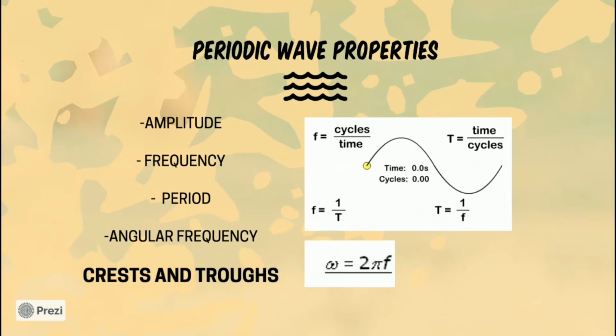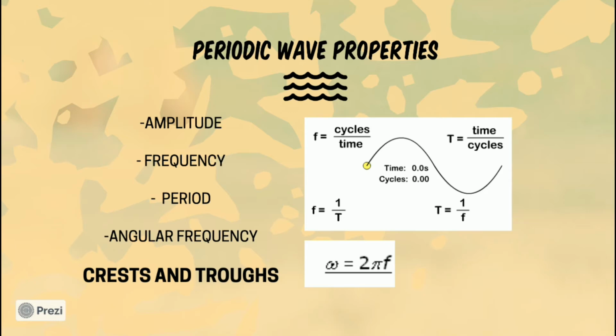Next, when a wave undergoes a periodic motion, it will have periodic wave properties, which are the amplitude, frequency, period, and angular frequency.